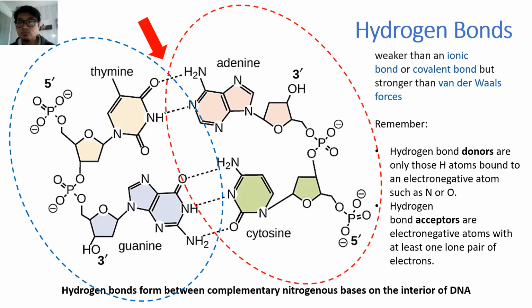You have to bear in mind that the hydrogen bond donors are only those H atoms which are bound to an electronegative atom, such as N or O. Here you can see that O binds to the H, and this hydrogen atom binds to the N. This is very interesting, whereby TA has two hydrogen bonds, as compared to G to C, which has three hydrogen bonds, which is much stronger.